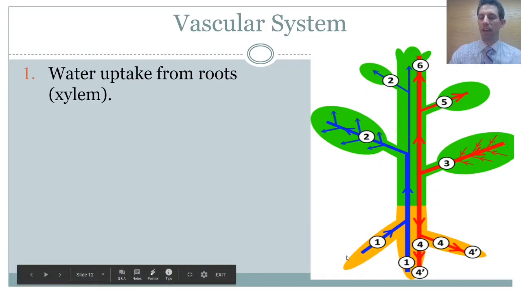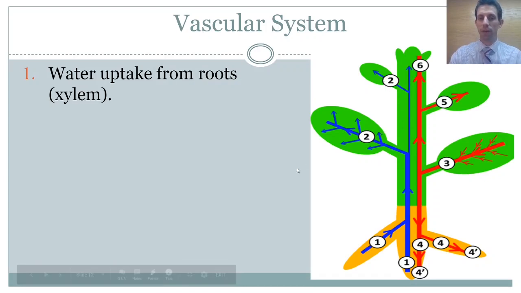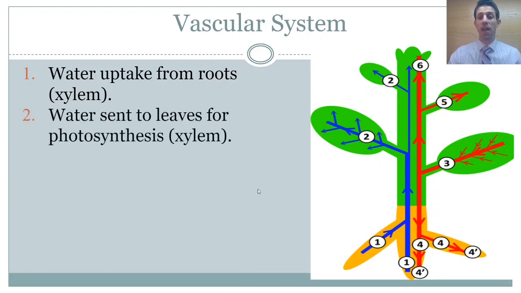In number one, we have a root structure, and that root structure is taking water up into it through a structure that we call the xylem. And the xylem is indicated in blue, and that's helpful because we're moving water around. Then in number two, that water is being transported into the leaves where photosynthesis can take place. And we see that happening up here as well.